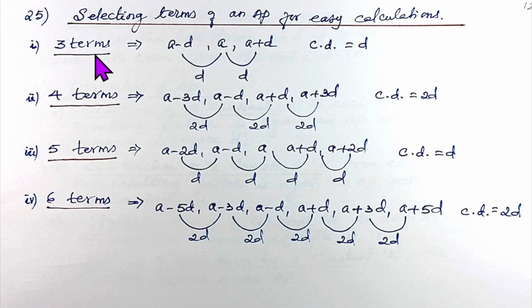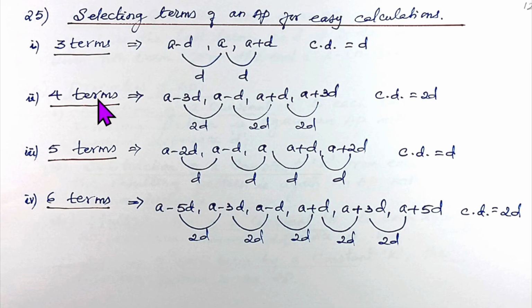For example, if 3 terms are required, we can go with a, a plus d, a plus 2d, but that will be a difficult calculation because we have to find out 2 variables. Whereas by using these 3 terms as a minus d, a, a plus d, with common difference d, the d gets cancelled out and only one variable has to be found out, that is a, so the calculation becomes easy. So when 3 terms are required, use this pattern: a plus d to the right and a minus d to the left.